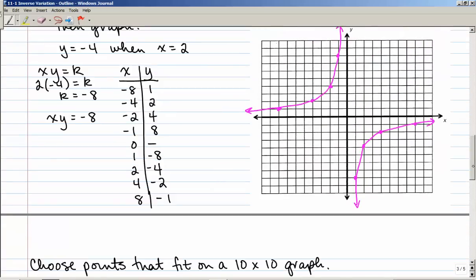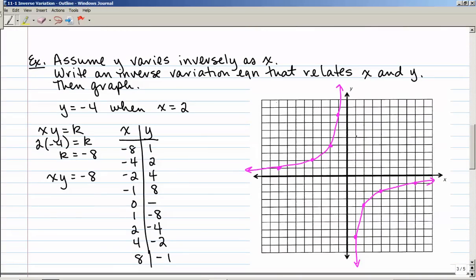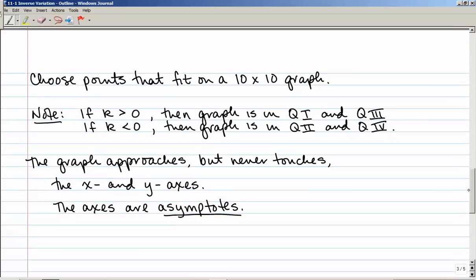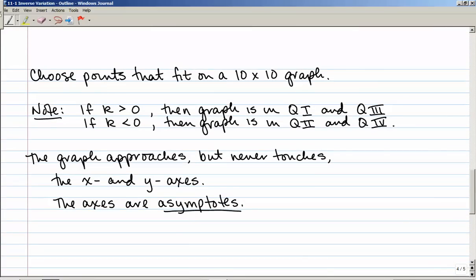So let's take a look at this one here. Remember, this is quadrant 1, where x and y are positive, and then we go around counterclockwise. This is quadrant 2, quadrant 3, and quadrant 4. Because my k was negative 8, my graph is going to be in quadrants 2 and 4. If k were a positive number, my graph would be in quadrants 1 and 3. And as I mentioned when we were graphing this, the graph approaches, but it will never touch the x and y axes. The axes are called asymptotes. Those are lines that a curve approaches, but never touches.